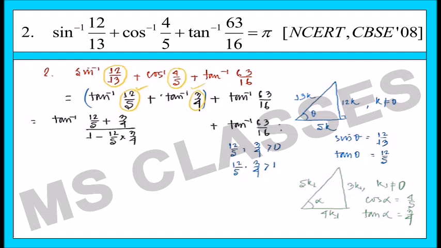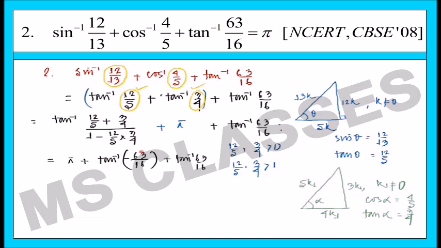Now, according to the formula, tan inverse of x plus tan inverse of y, what do you write? Tan inverse of (x plus y) by (1 minus xy), plus pi. Why do you write plus pi? When x and y are both greater than 0, and xy is greater than 1. So there will be a plus pi. Now if we simplify this, what do we get? Pi plus tan inverse of 63 by minus 16, so minus 63 by 16, plus tan inverse of 63 by 16.